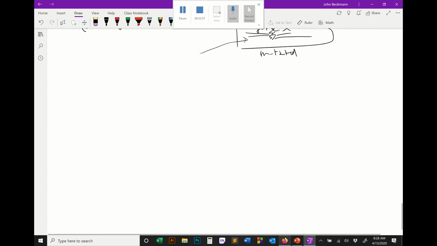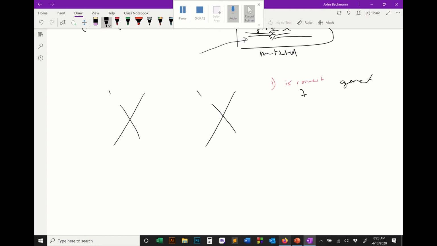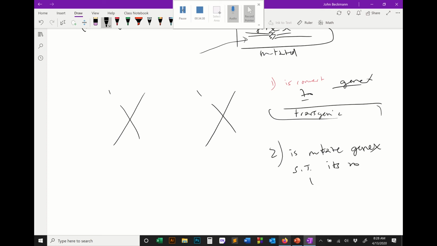So essentially, in a nutshell, the organism is presented with a biological choice. One choice is to convert gene X to that big long transgenic insert. Or a second choice is to mutate gene X such that it's no longer targeted by the guide RNA. The guide RNA no longer matches the sequence.